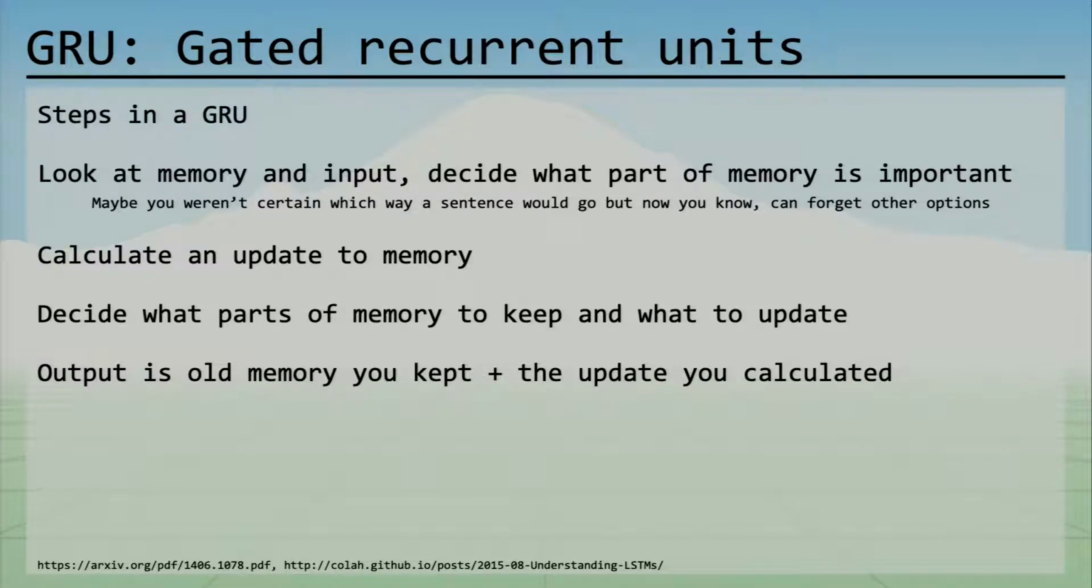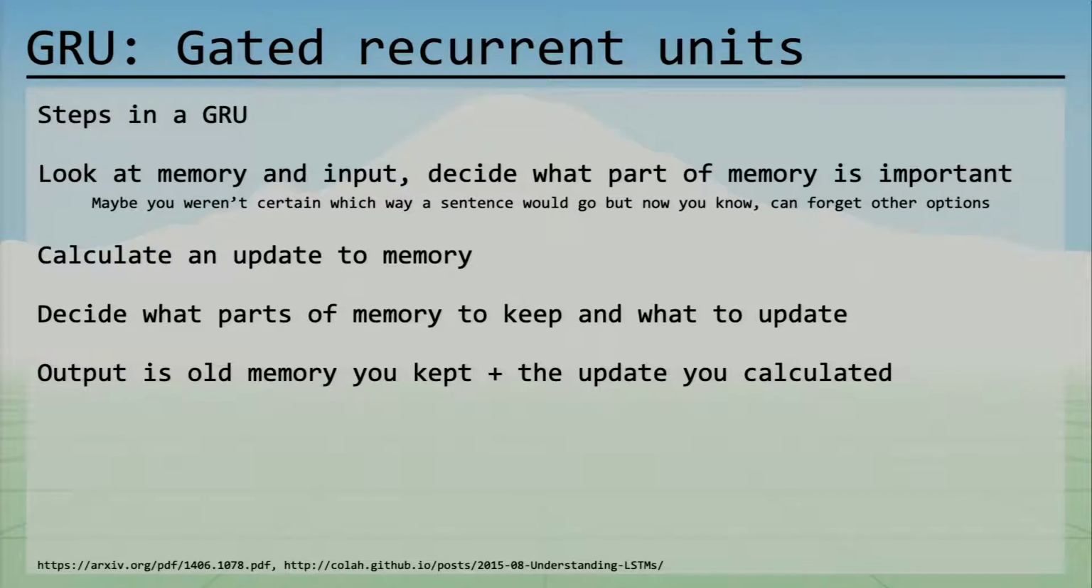And the idea here is like maybe you were reading a sentence and there were a few different ways that sentence could go, so you were keeping around a few different parts of your memory. But maybe the new input, maybe the new word that you're reading has sort of changed the interpretation of that sentence, so we can delete basically some of this memory and overwrite it. So we decide which parts of our memory are important and which parts aren't important.